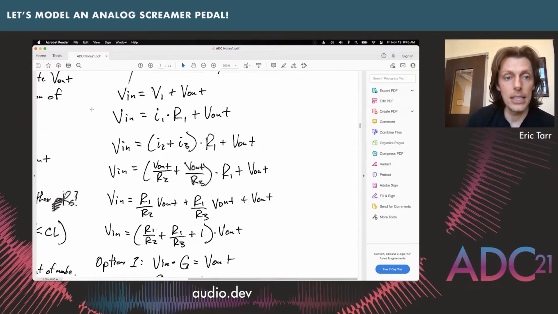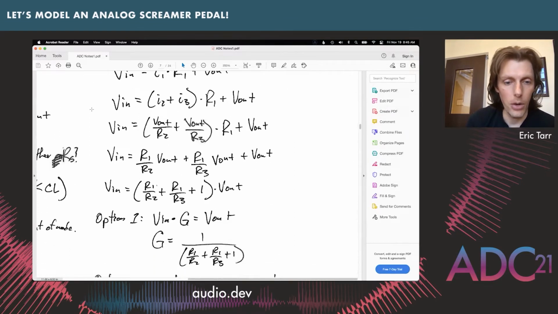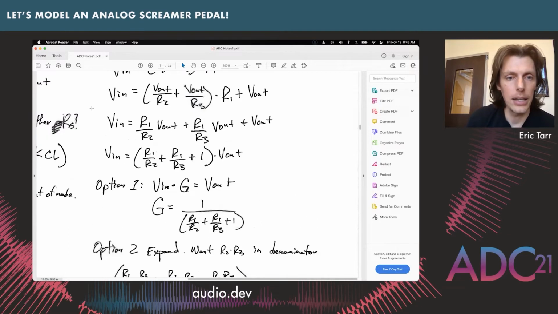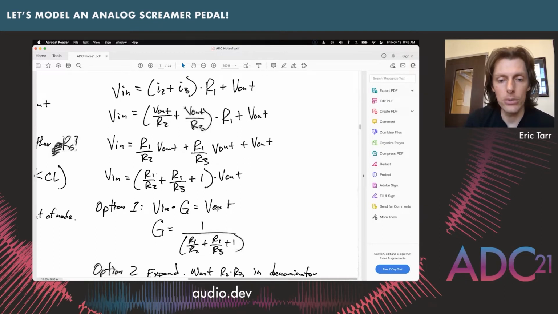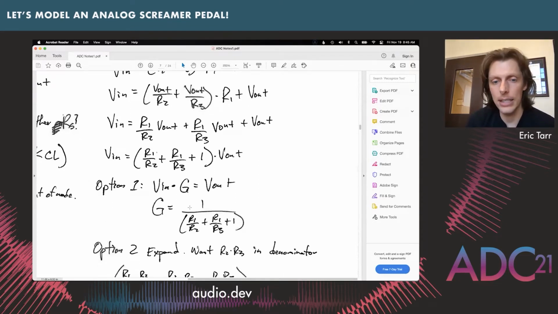So if we plug those things in over here, we can substitute in for those things and plug and chug our algebra, and we get to the point of having our V out is equal to some gain over here times V in, and it just so happens to look like this time. Instead of just R1 over R2, we have this additional term R1 over R3 that's in the denominator.